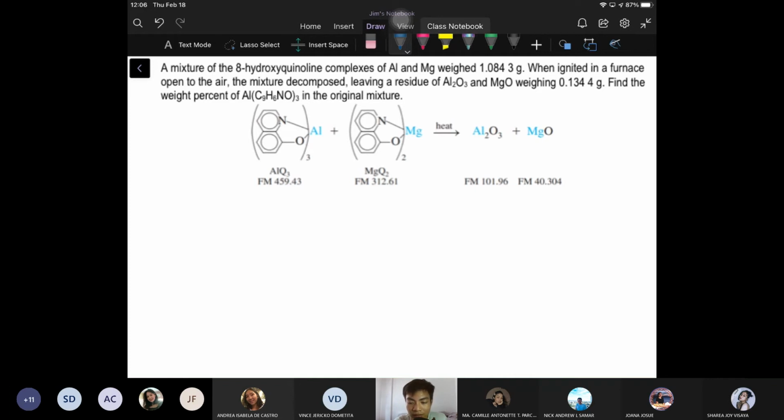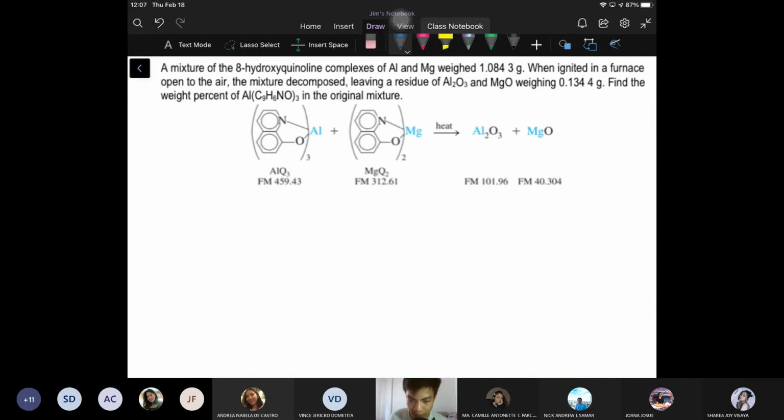Yung natirang aluminum oxide and yung magnesium oxide, ang weight daw nila ay 0.1344 grams. Okay, so bumaba yung weight. Siyempre, in-ignite mo yan. So, ang question dyan is to find the percent weight of aluminum 8-hydroxyquinoline sa original mixture mo.